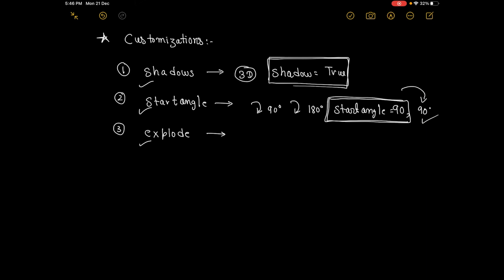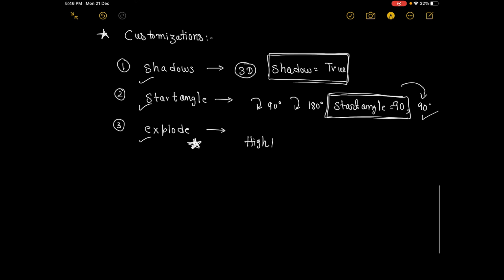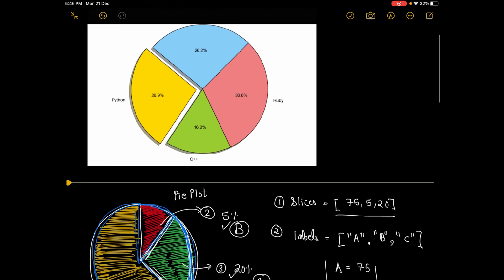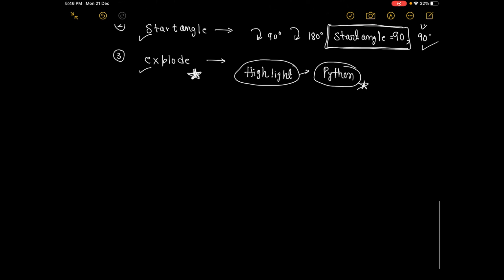Now coming to explode, which I feel is the important feature when you want to highlight. So for highlighting purpose, you want to highlight a certain value. In case you want to highlight a language in our data, which is Python. As you can see here, I have highlighted Python, and you can see there's a gap between the yellow and the green, which is Java and C++, and Python is somewhat separated. So that is the power of explode.